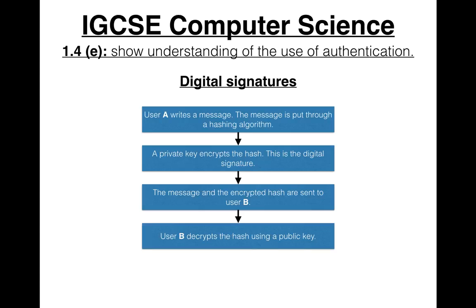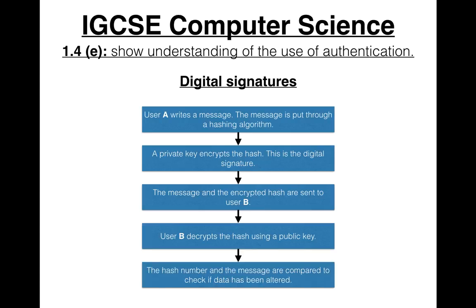User B then decrypts the hash using a public key, and then uses this decrypted hash and basically compares it with the message by hashing the message as well. It basically checks if the data has been altered. Now, hang on, what's the point of doing this? And how is it reverse asymmetric encryption? Well, let's address that first.